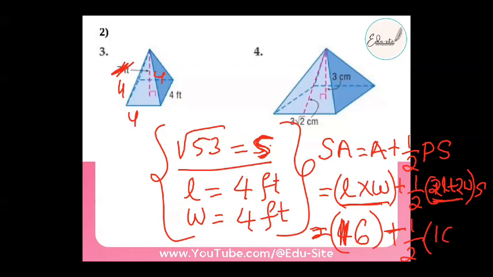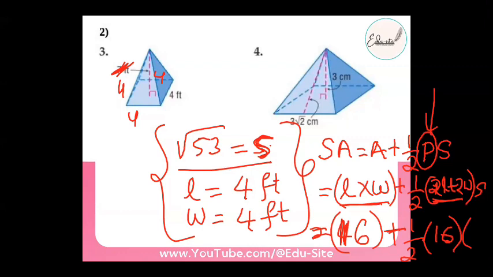Is it not 16 again? The perimeter is same as area. And what is the slant height? Wait, hold up. So we did 4 plus 4 plus 4, because we're trying to find the perimeter of the base. Yes, base.